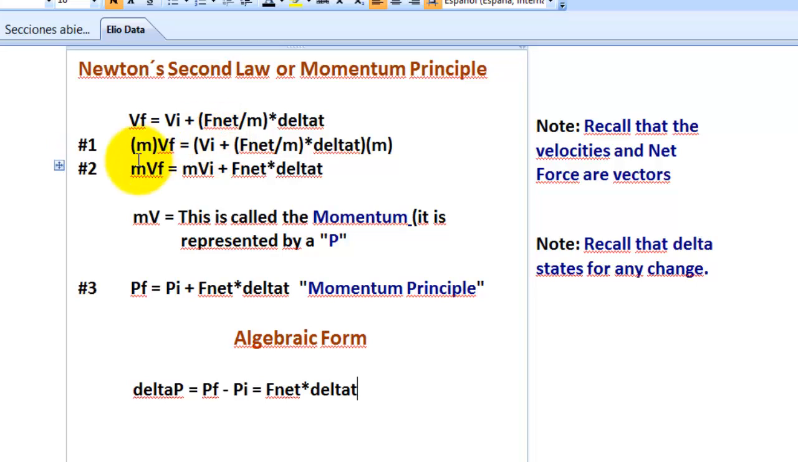The first step is to multiply mass into both sides of the equation, and then we have the next equation, m v f equals m v i plus F net times delta t. m v stands for the momentum, which is represented by a p, and then we can have the momentum principle, that is p final equals p initial plus F net times delta t, and in algebraic form we can write it as delta p equals p final minus p initial equals F net times delta t.